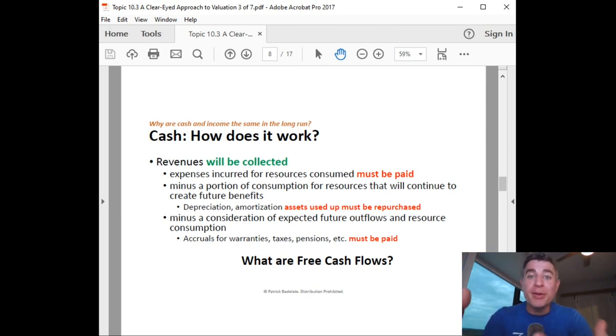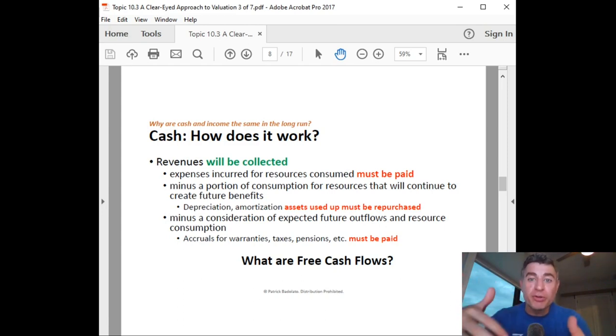And so if you think about this, it gets at revenues, basically your big prediction of future cash inflows, and expenses are your prediction of future cash outflows. So minus a portion of resources that will continue to create future benefits. Assets used up must be repurchased. So if you think about that, that's a good reason why something like depreciation is a good predictor of future or contemporaneous cash outflows. As assets are used up, as we have a refrigerator, right?